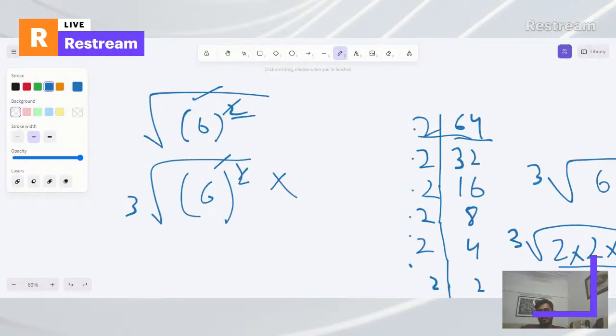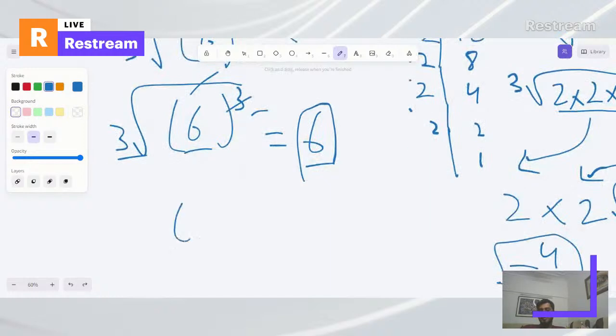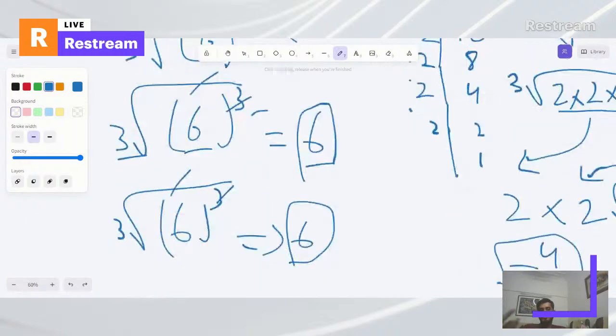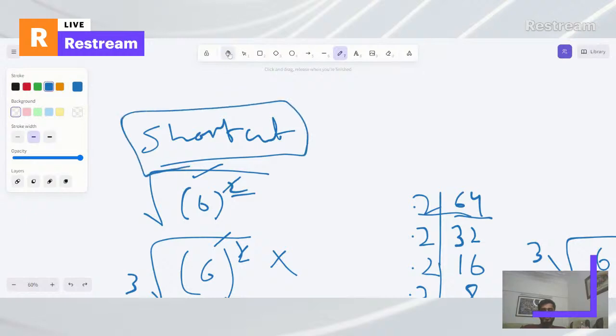Okay, if the power is 3, so if it's 6 cubed, then I can cut the cube root with it. Both the root and the power have to be the same in order to be cut. If I do this, then the answer would directly be 6. If somebody asks you what's the cube root of 6 cubed, you can just cancel the root and the cube together and the answer would be 6. Do you understand this? So this is a shortcut in order to find out the roots.